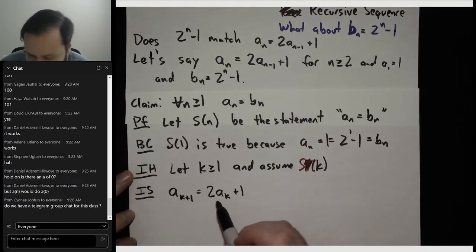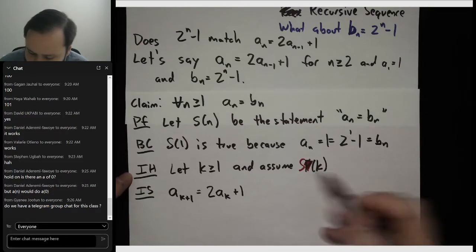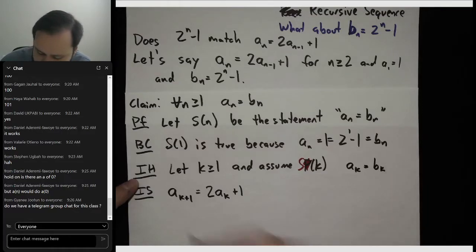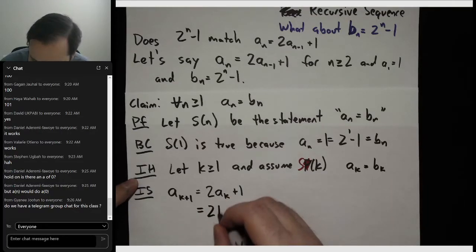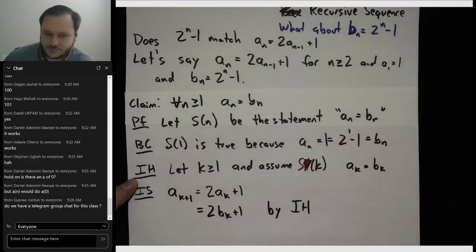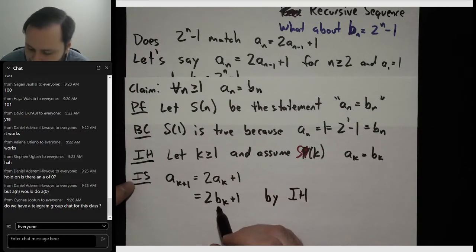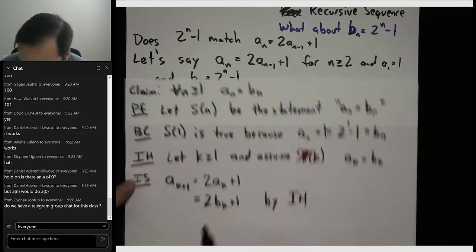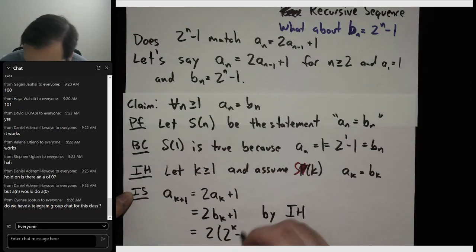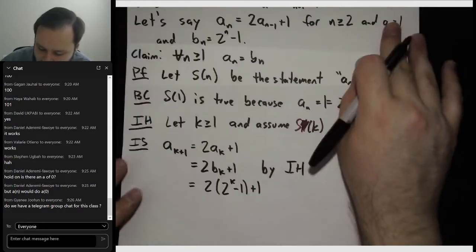And now, the nice thing about recursive formulas is my A of k has appeared. So S of k says that A sub k is equal to B sub k. So I know by induction hypothesis that this is equal to 2B sub k plus 1. And B sub k, the whole point of B sub k is that it's explicit. I have a nice formula for it. B sub k is equal to 2 to the k minus 1. That's my definition of B sub k.